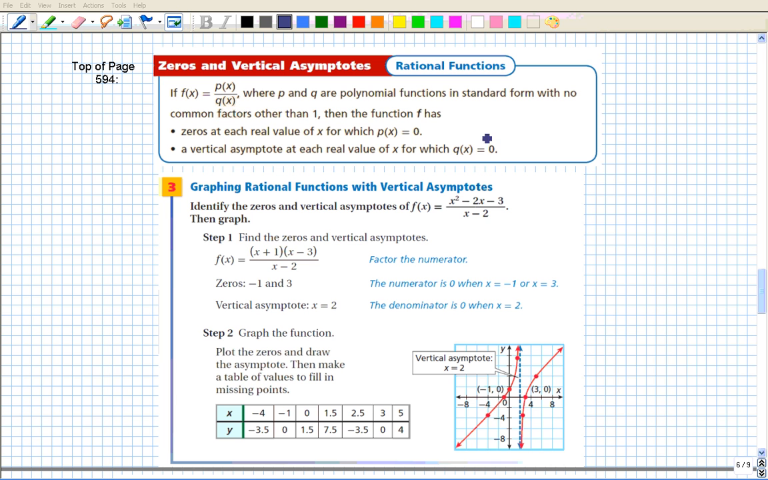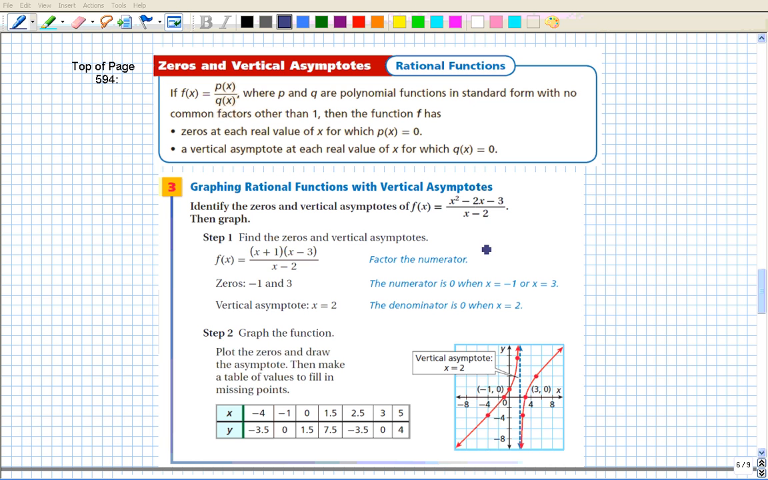A vertical asymptote will be whenever the denominator is equal to 0. So zeros are when the numerator is equal to 0. The vertical asymptote is when the denominator is equal to 0. And it will take some practice getting used to knowing all of that and memorizing it. So let's just read through these examples that are right out of your book.